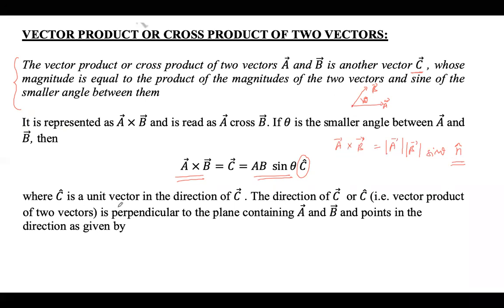So where C cap is a unit vector in the direction of C, the direction of C or C cap is a vector perpendicular to the plane containing A and B. So let's say this vector is A, this vector is B. When you do a cross product of A and B, this is the direction of vector A cross B, that is the direction of n cap.